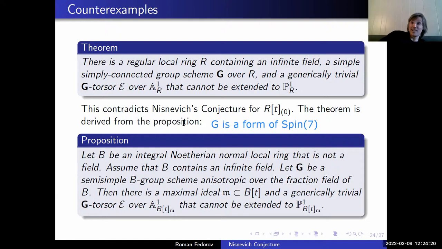You can just localize K[X,Y], the two-dimensional polynomial ring. But strictly speaking, for the Nisnevich, you have to go one more dimension up, right? So it has to be a localization of the polynomial ring in three variables. So did I answer your question? Yeah. Any other question?